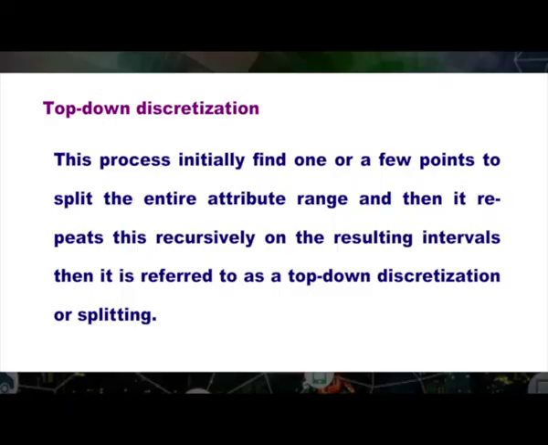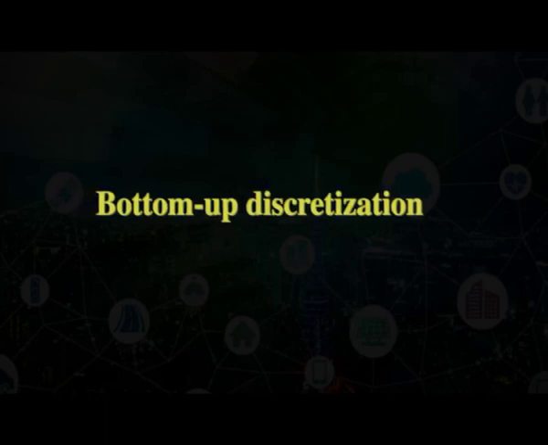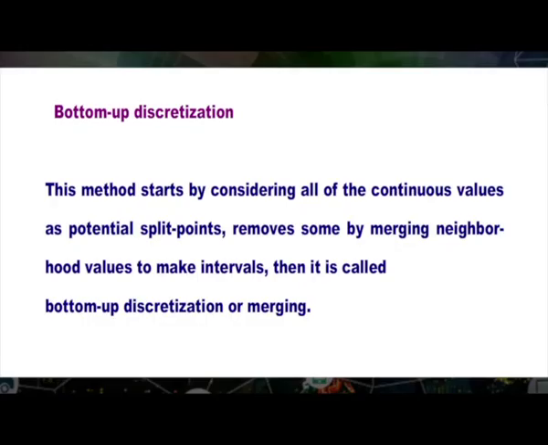This process initially finds one or a few points to split the entire attribute range, and then it repeats this recursively on the resulting intervals. Then it is referred to as top-down discretization or splitting. The next technique is bottom-up discretization. This method starts by considering all of the continuous values as potential split points, and it removes some by merging neighborhood values to make intervals. Then it is called bottom-up discretization or merging. There are many typical methods, and these methods can be applied recursively.